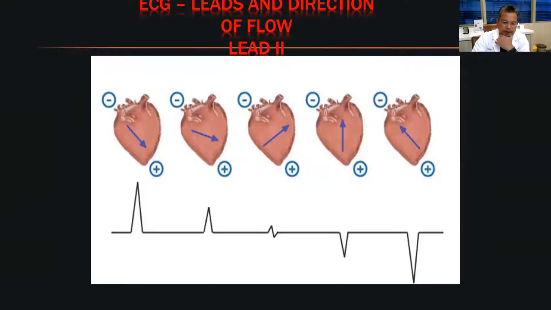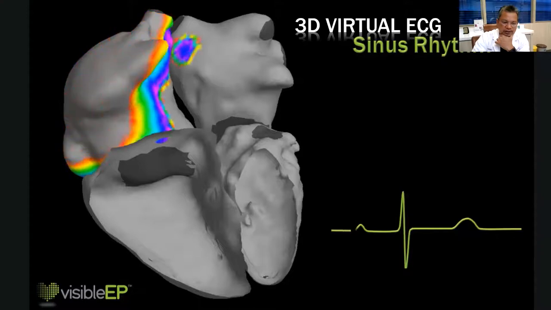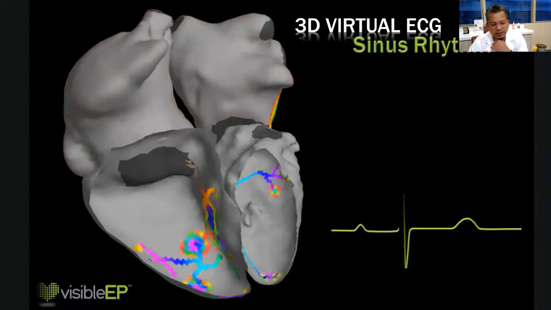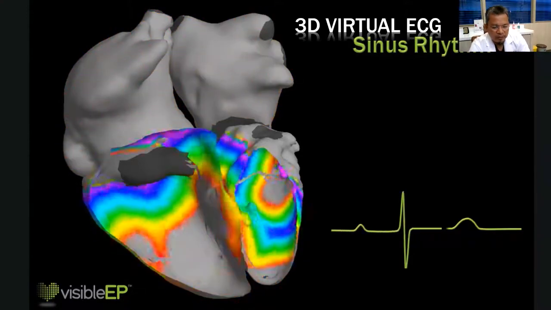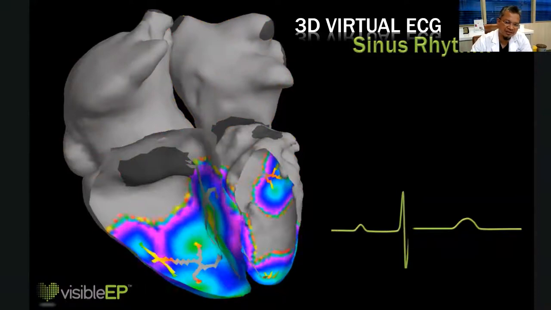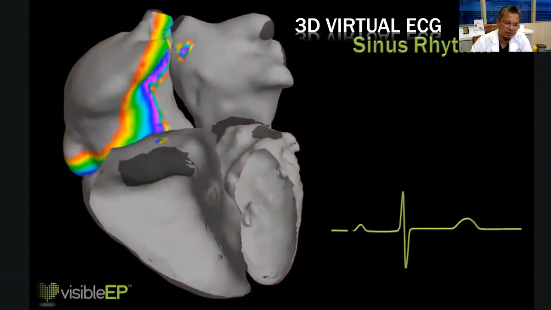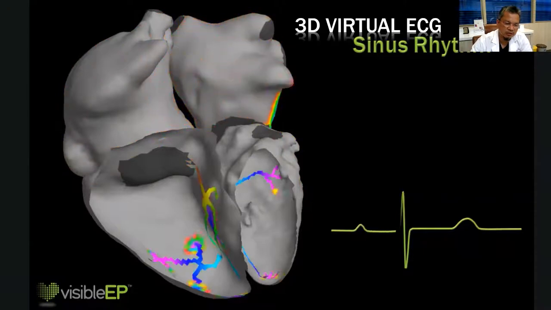So this is the ECG, and this is actually the true electrical impulses when we bring the patient to the electrophysiology lab. Interesting, isn't it? You can see the beautiful, what we call 3D manifestations of the ECG. So this is the origin of the electrical impulses here from the sinus node.